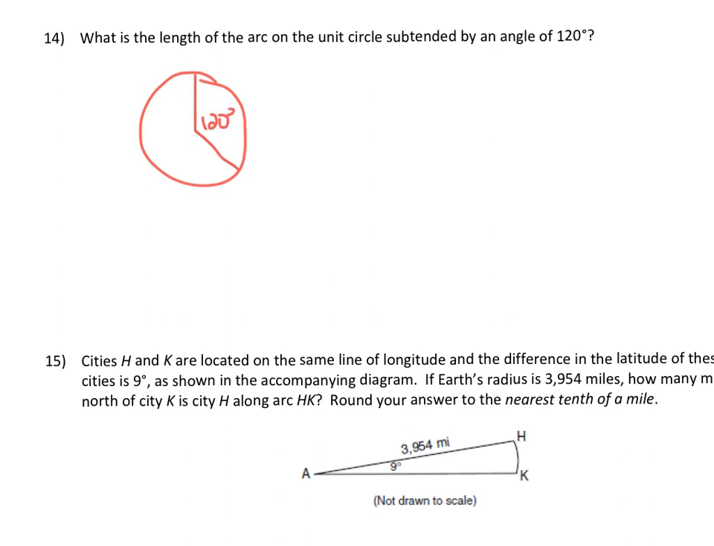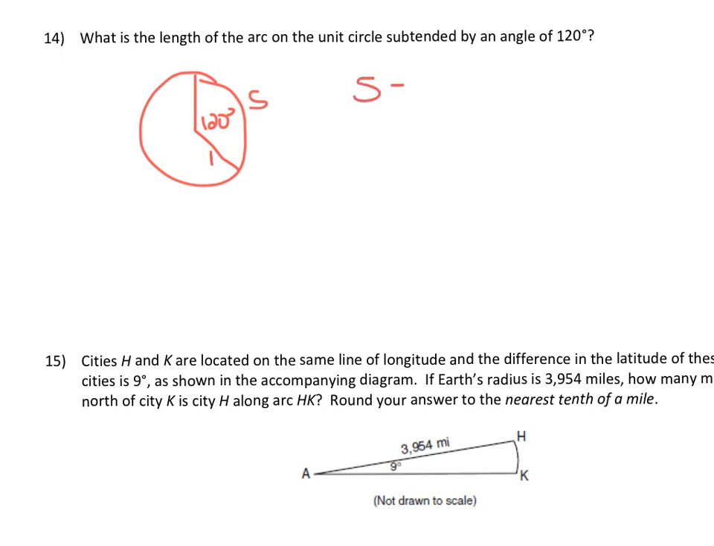So let's say this is 120 degrees, and we want to know what is the arc length. So we're looking for the S right here. We know the angle, but the R, how do we find the R? Well, this is the clue right here, the unit circle. A unit circle goes out 1 unit in each direction from the center. So what that's telling us is that the radius equals 1.